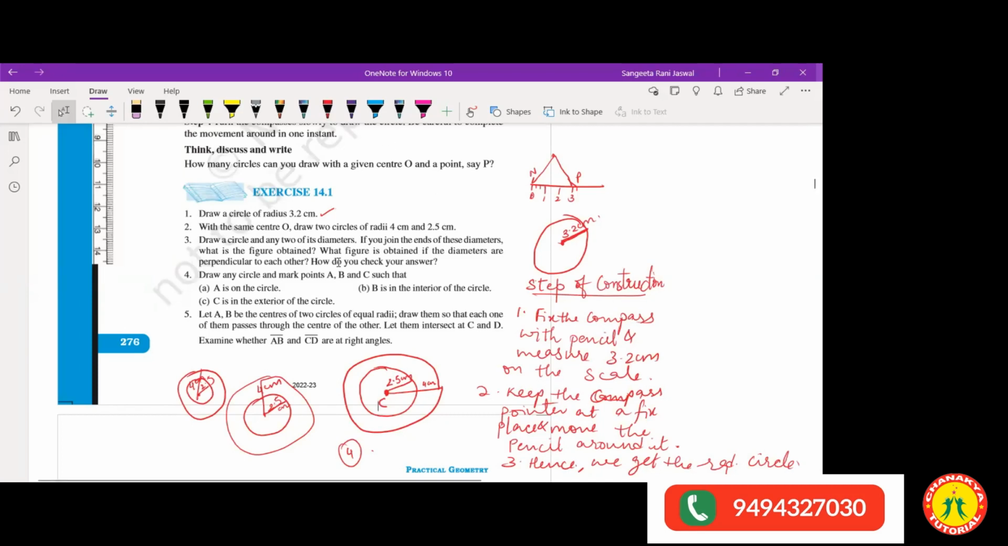Children, write the steps of construction.